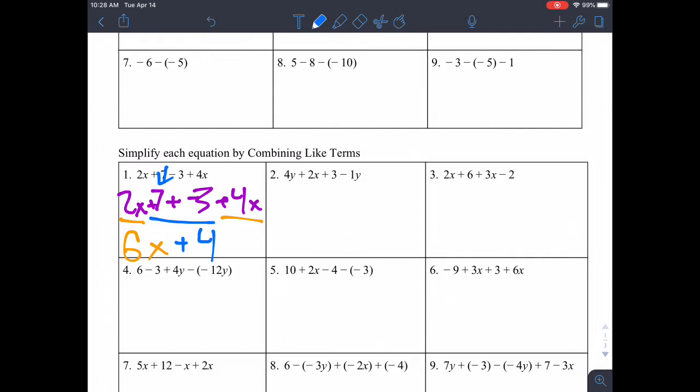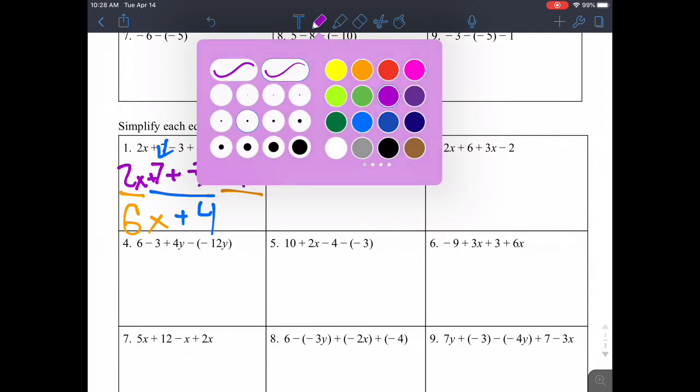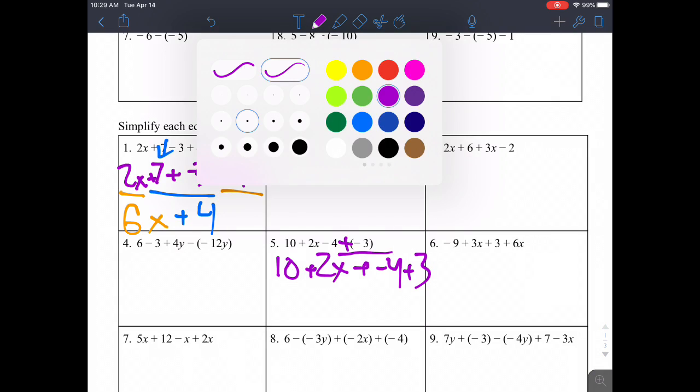So let's look at problem 5 together. So I'm going to go back, and my first step is rewriting. So does the 10 change? It does not. 10 plus 2x, oh, but not minus 4. What's that going to become? Plus negative 4, and then minus negative 3 changes to plus. Opposite of negative 3 is 3. So now I can combine my like terms.